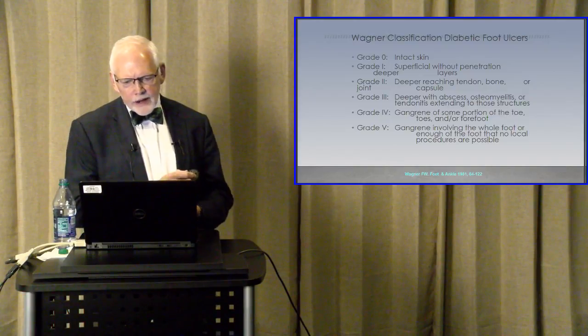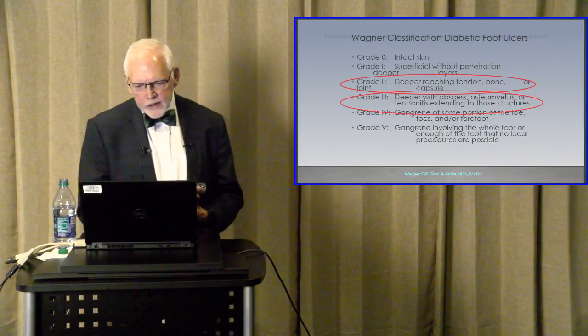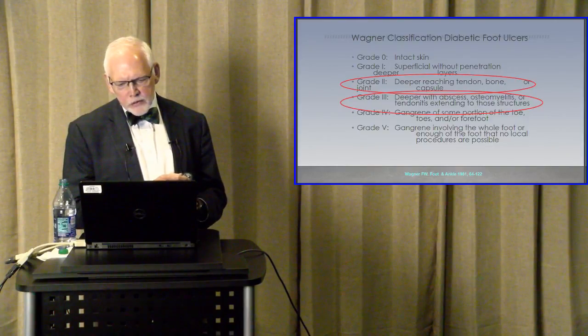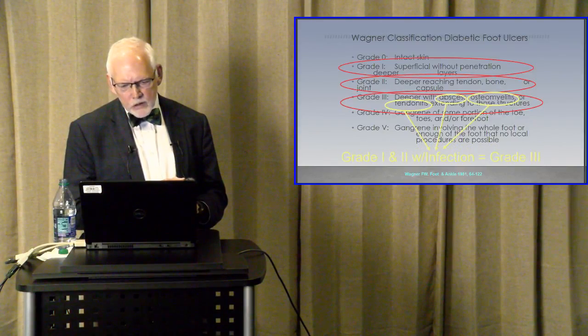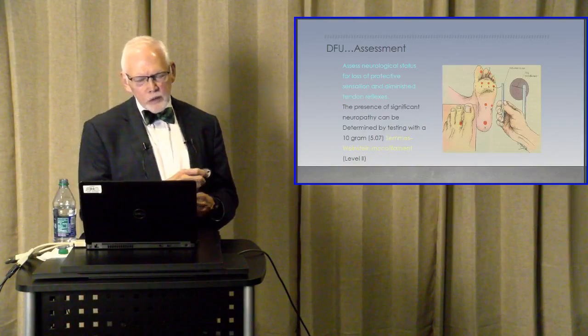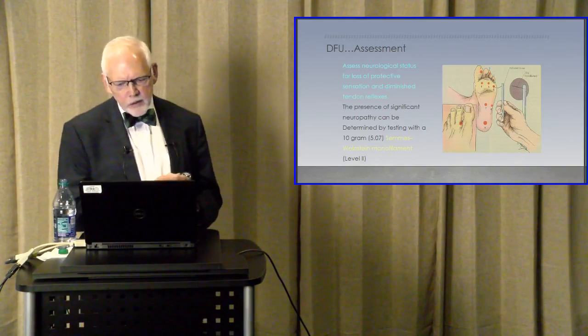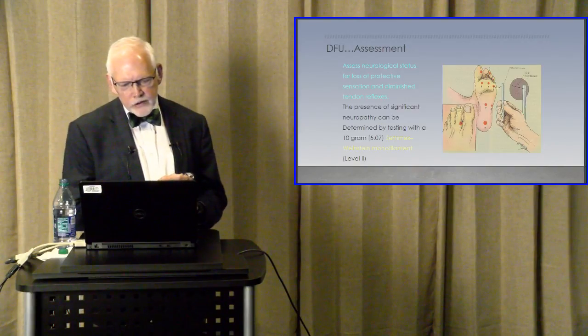So this is the Wagner scale, and you notice that the difference between 2 and 3 is that they're both about to the same depth, but 3 has infection involved. So that says a 1 or a 2 plus infection is a 3. I would have some problem with that. I think a 2 plus infection is definitely a 3.